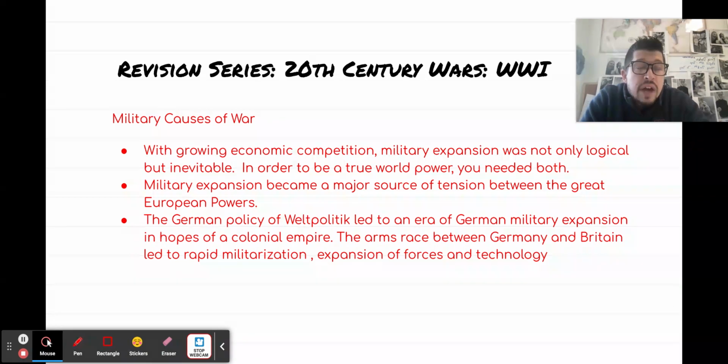German policy of economic expansion, or military expansion, went hand in hand with their foreign policy in hopes of getting a colonial empire. Germany is the new kid on the block. They're out of the loop when it comes to colonial possessions, and now they want to get colonial possessions. So their expansionist policy also requires them to have a stronger military in order to achieve that place in the sun, which we'll talk about in a minute. So again, everything can tie back into this idea of economics and military.